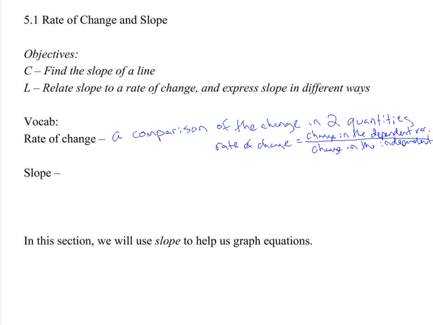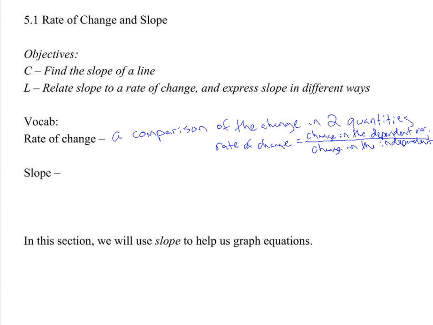Every time you get in your car and drive somewhere, you're experiencing a rate of change. What is it? Speed. That's right. How far you drive compared to how long it took you to get there. How many miles did you go divided by how much time it took you to do that. You wind up with miles per hour. That's a speed. That's a rate of change.